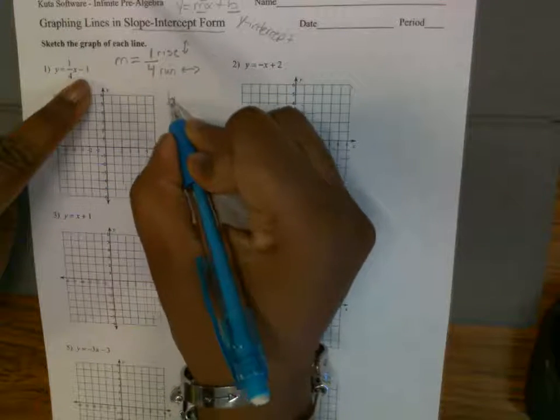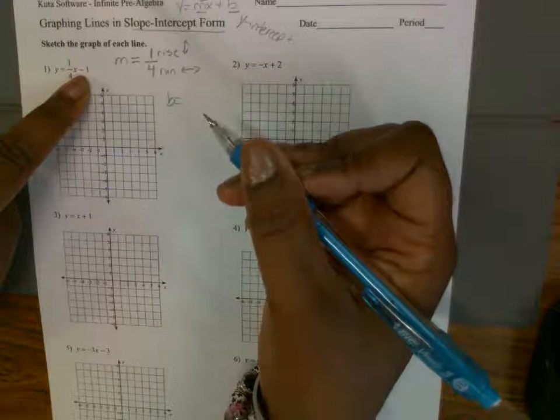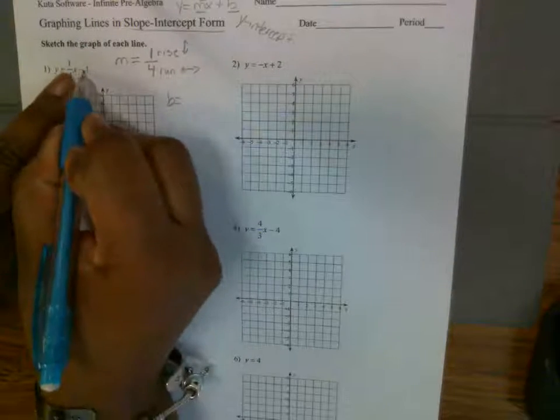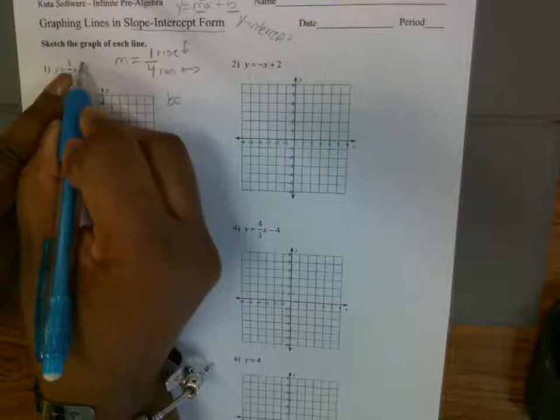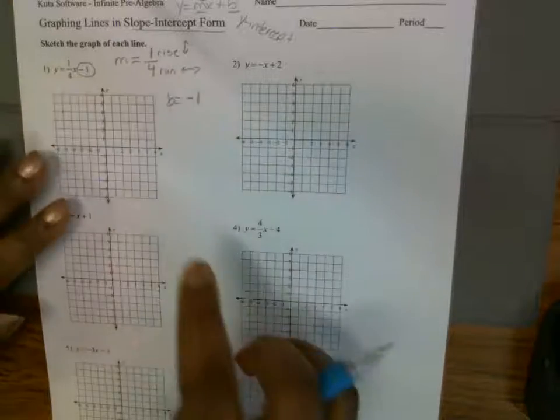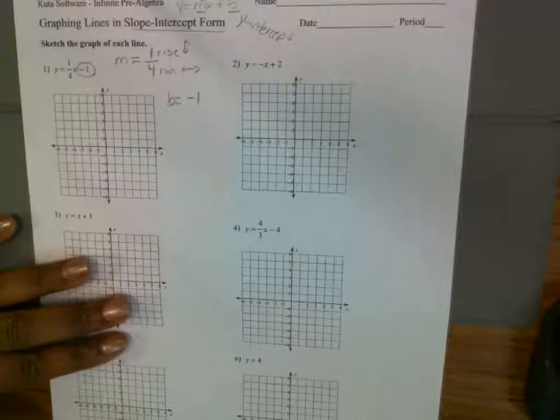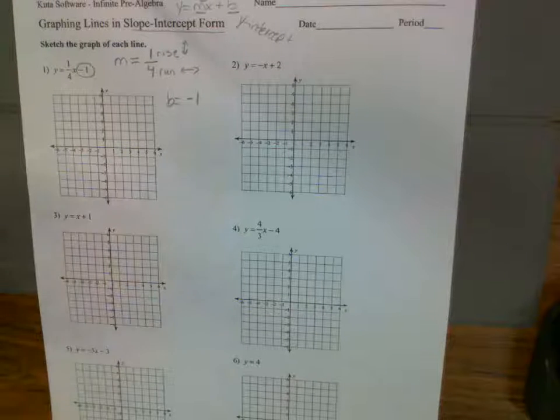Next, you're going to label your b, which is where the line crosses the y-axis. This number right here, the operation in front of it is a minus. So your b is going to be a -1. Any questions about labeling m or b? Remember, if you forget, you can go back and watch this video.